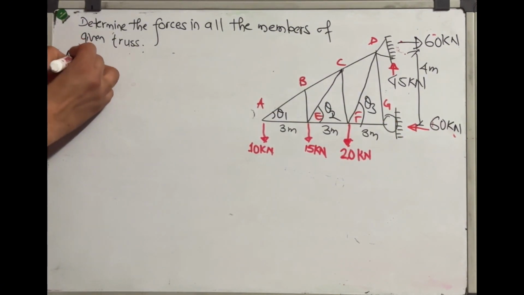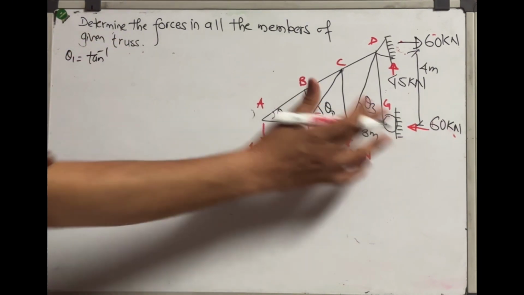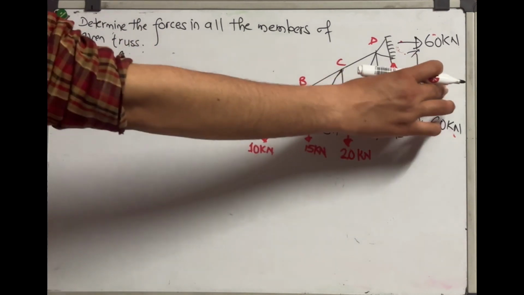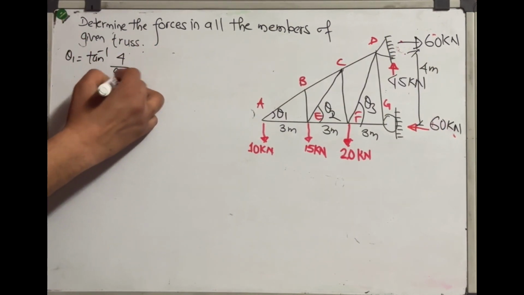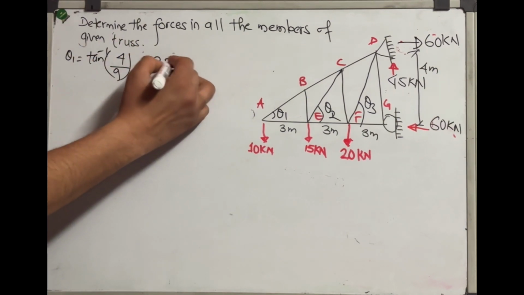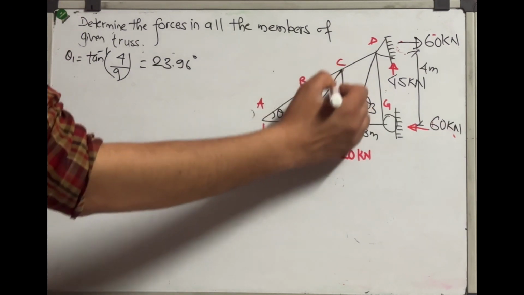So theta 1 is tan inverse. This is base of 9 meter, this is height of 4 meter, right? So that will be P by B, 4 by 9. That will come out to be 23.96 degree, right? So you have to determine this angle theta 2.